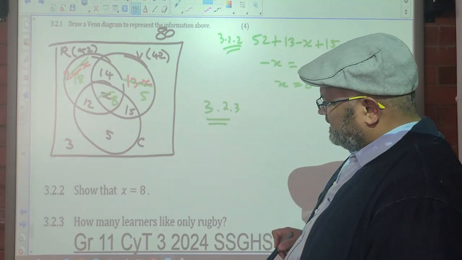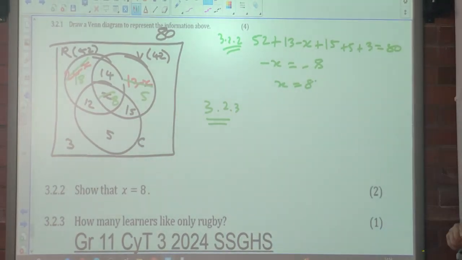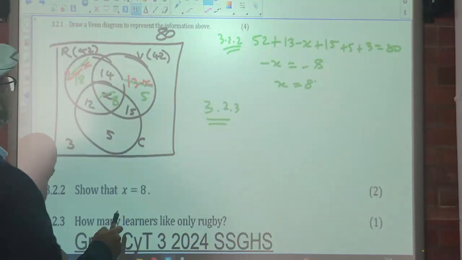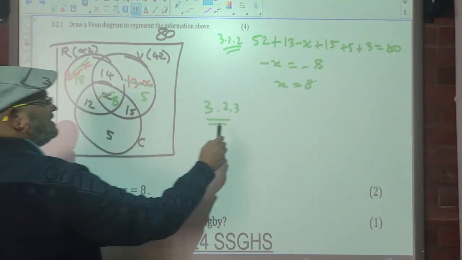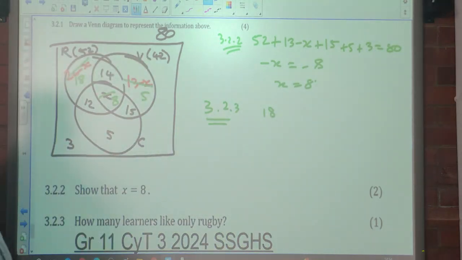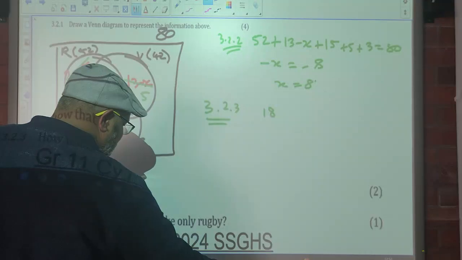3.2.3. How many learners like rugby only? How many people like rugby only? They didn't ask for the probability. So it's 18.